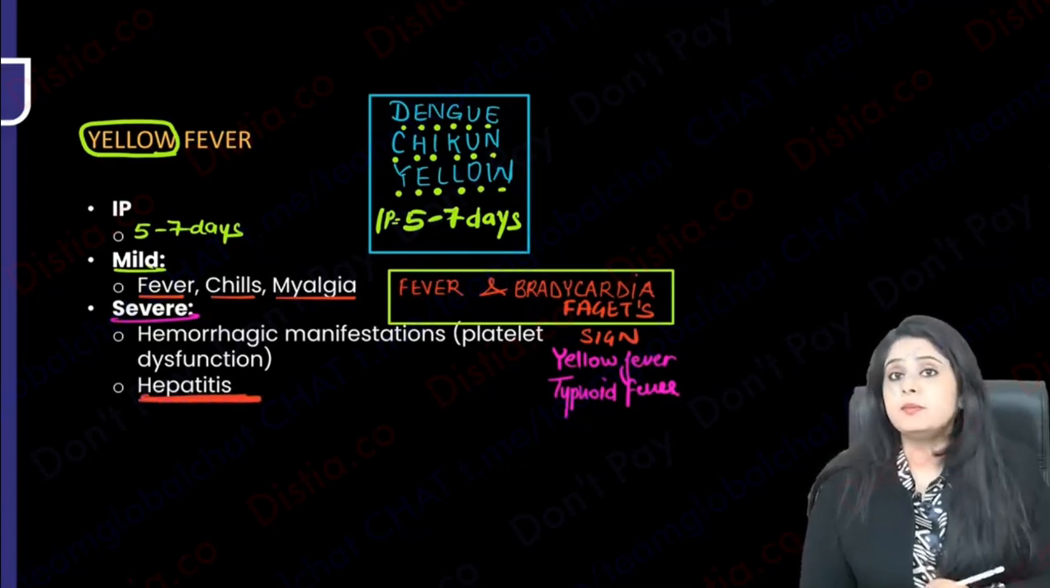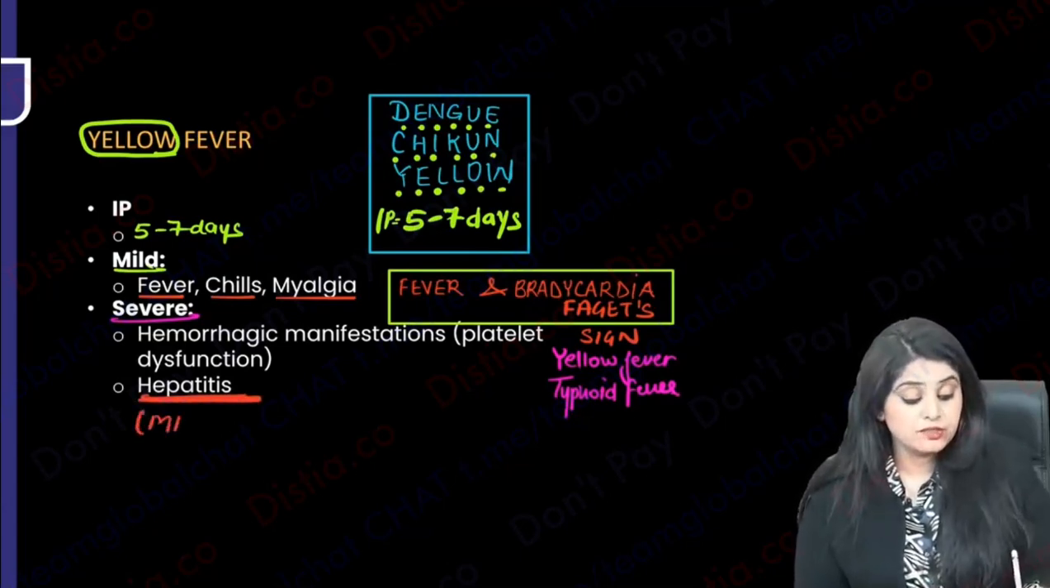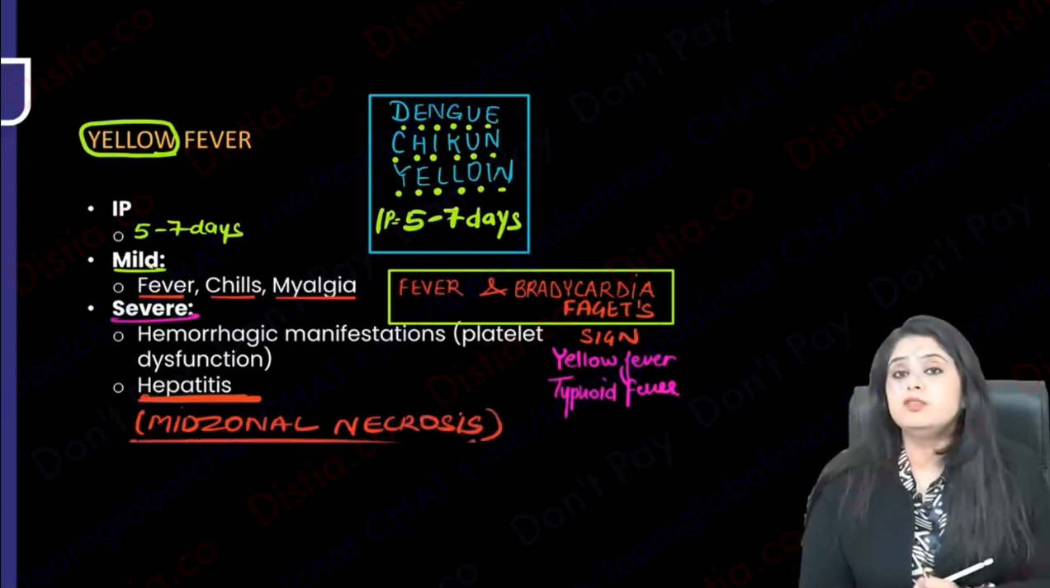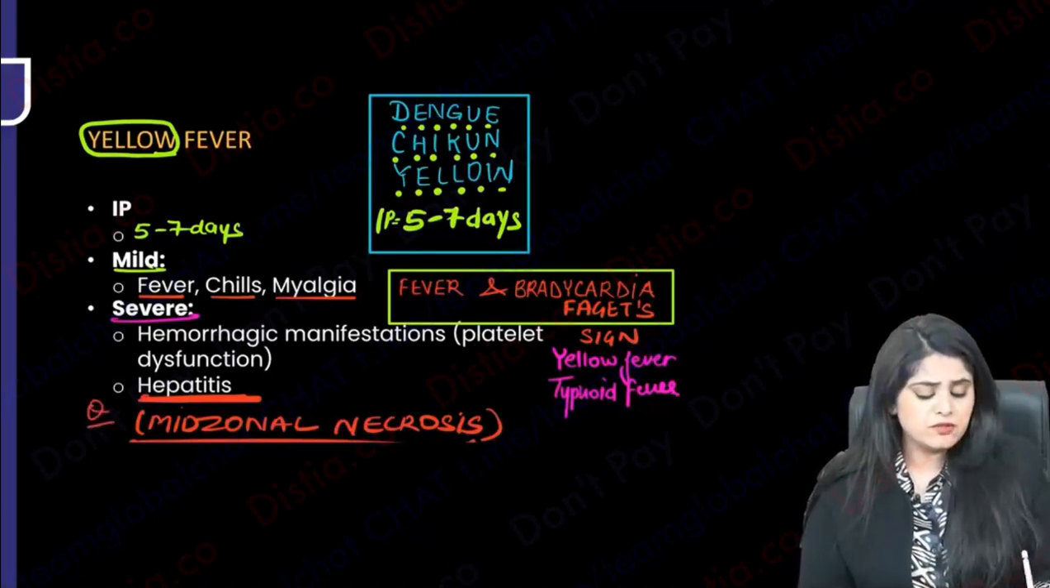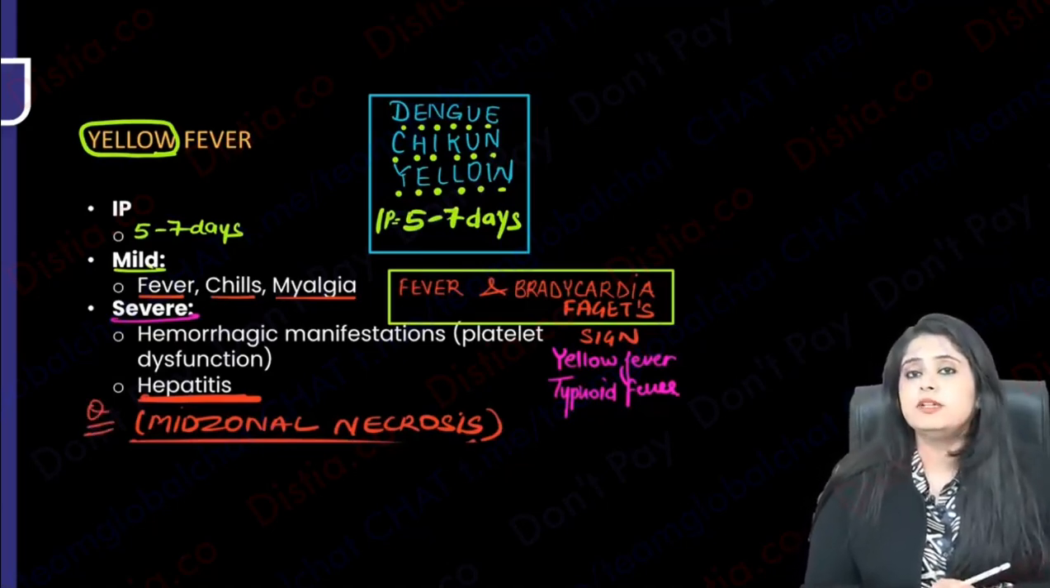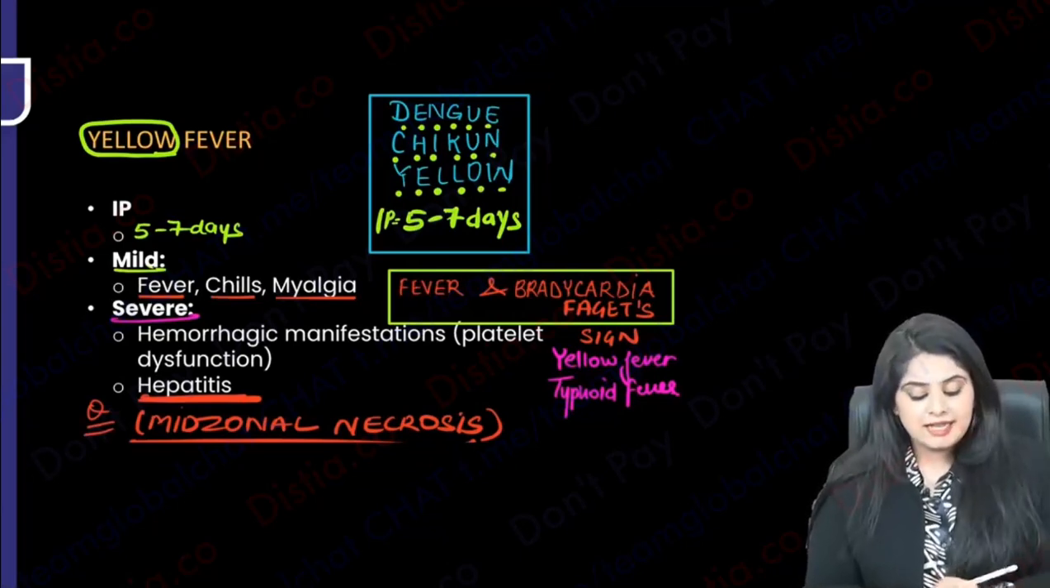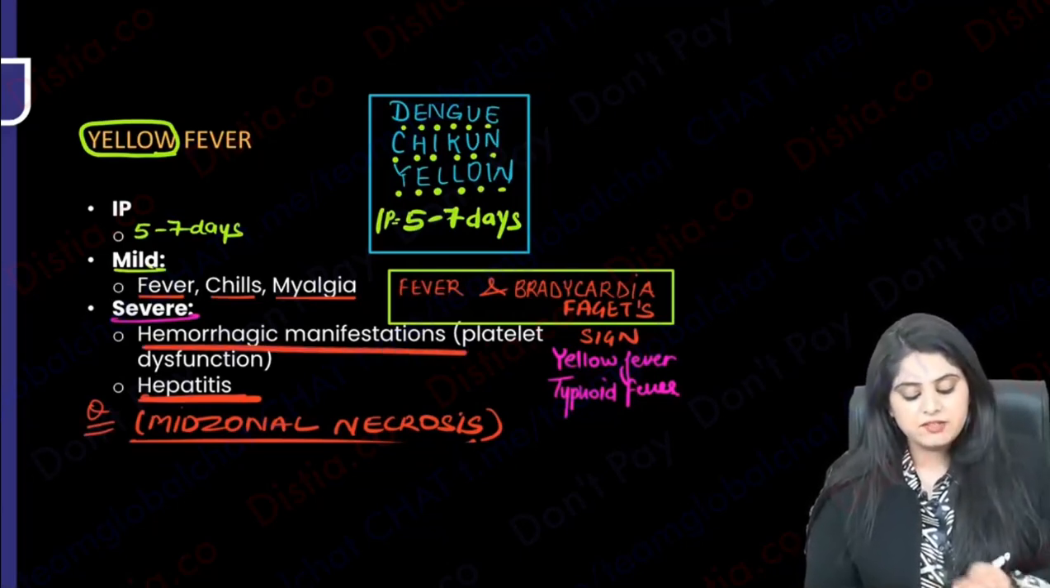So yes, there is hepatitis. In fact, you will realize and you will study in your pathology lectures also that I have taught you that yellow fever causes mid-zonal necrosis. Very famous question. Which part of the liver lobule is affected? Mid-zonal is affected. And other than that, there are hemorrhagic manifestations also.